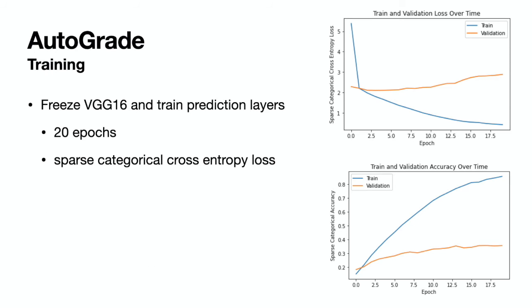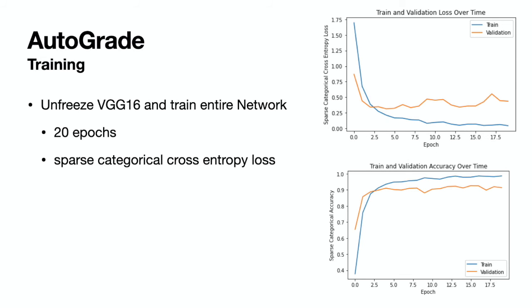In the first training step, AutoGrade trains on the prediction layers for 20 epochs using sparse cross-entropy loss. On the left are graphs of loss and accuracy for these epochs. In the second training step, AutoGrade trains on the entire network for another 20 epochs with the same loss. Again, on the left are graphs of loss and accuracy for these epochs.